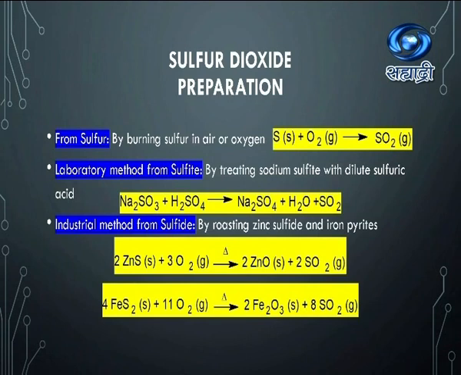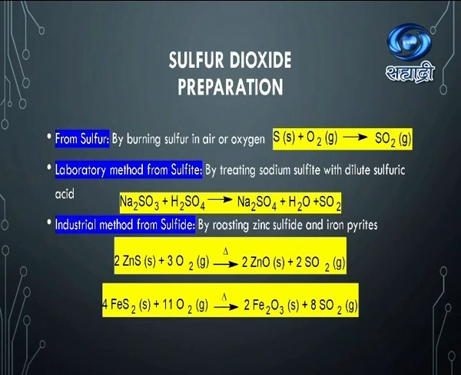So directly, when sulfur burns in air or oxygen, it forms sulfur dioxide. So the equation is given: S solid plus O2 gas gives SO2 gas. Then how is sulfur dioxide prepared in the laboratory? In the laboratory, by treating sodium sulfite with dilute sulfuric acid, sulfur dioxide gas is liberated. So here is the equation: Na2SO3 plus H2SO4 gives Na2SO4 plus H2O plus SO2. Sodium sulfite gets converted into sodium sulfate.